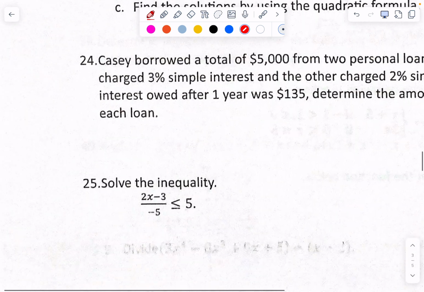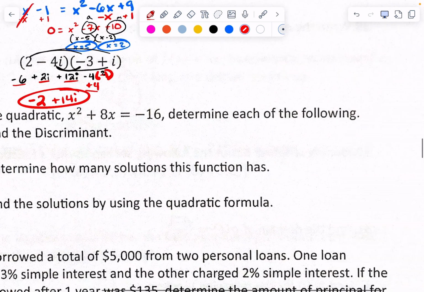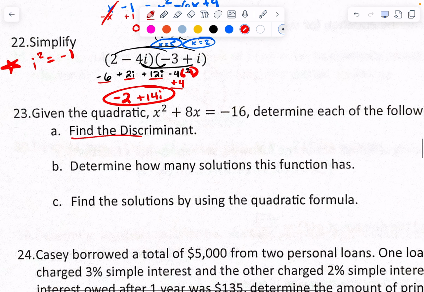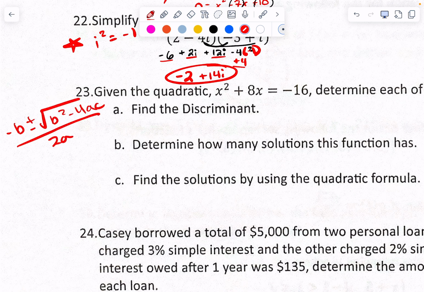All right, 23. We've got like 4 problems left. Given the quadratic, determine each of the following. We want to find the discriminant. What the heck is a discriminant? Like negative b plus or minus the square root of b squared minus 4ac all over 2a. That's the quadratic formula, right? The discriminant is just b squared minus 4ac. It's just the stuff underneath the square root, not including the square root.